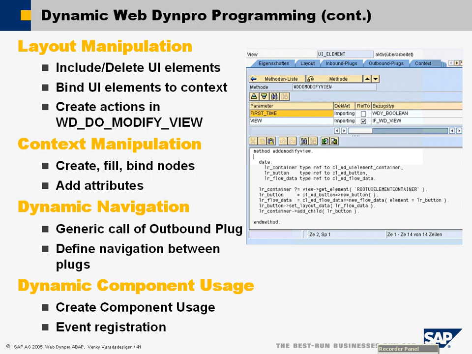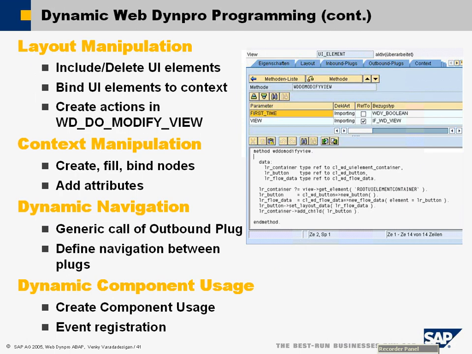Alright, so what can be done? You can manipulate the layout. You can delete or add new UI elements dynamically at runtime. Okay, and you can manipulate the context. You can fill or clear the nodes and add different attributes at runtime. Okay, and navigation can be controlled dynamically, and also componentry. The container, you can leave it empty, and then at runtime you can fill it in with any component.